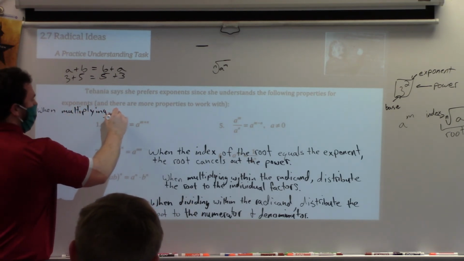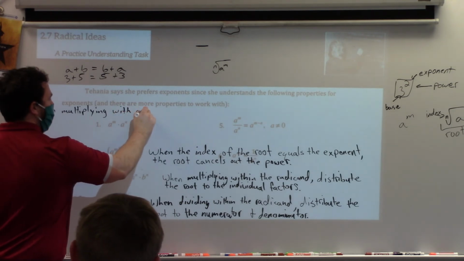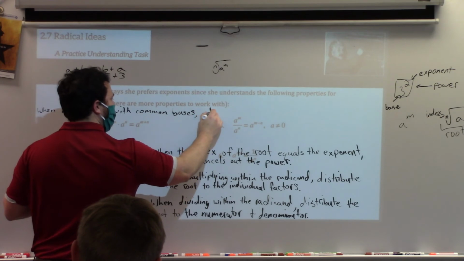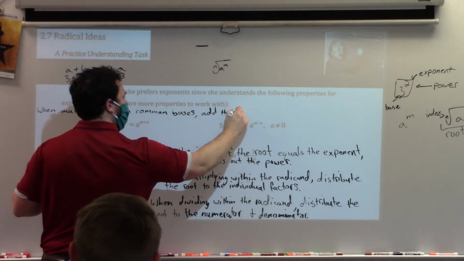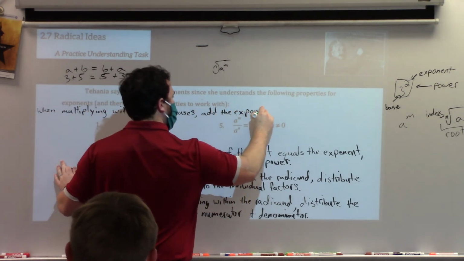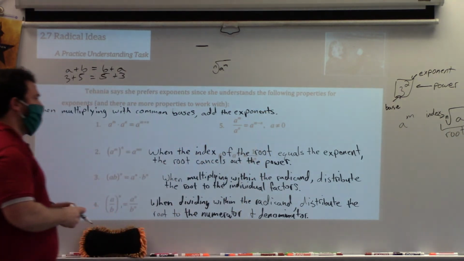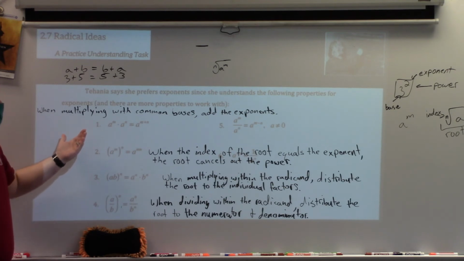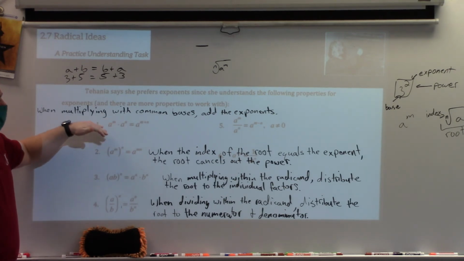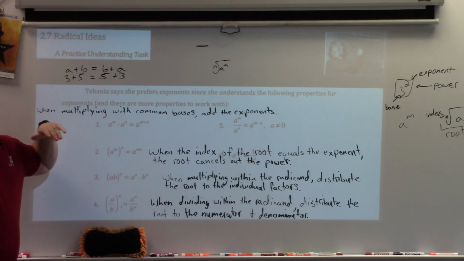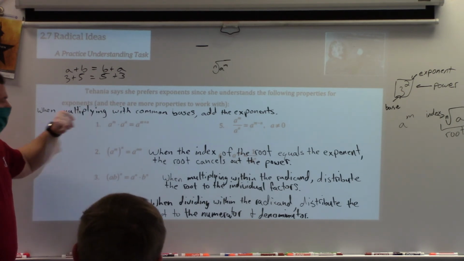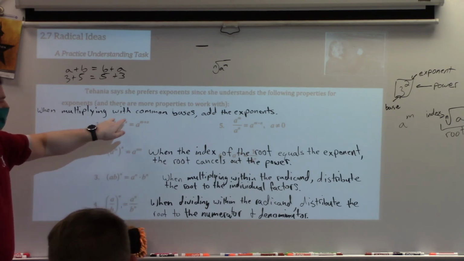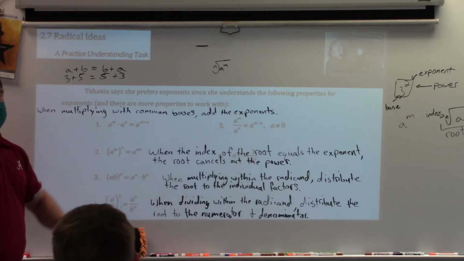When multiplying with common bases, add the exponents. Okay? And notice, we're just saying that a to the m times a to the n. A can be any base in the world, m can be any exponent in the world, n can be any exponent in the world. So if the bases are the same, it doesn't matter what the exponents are, you add them together.